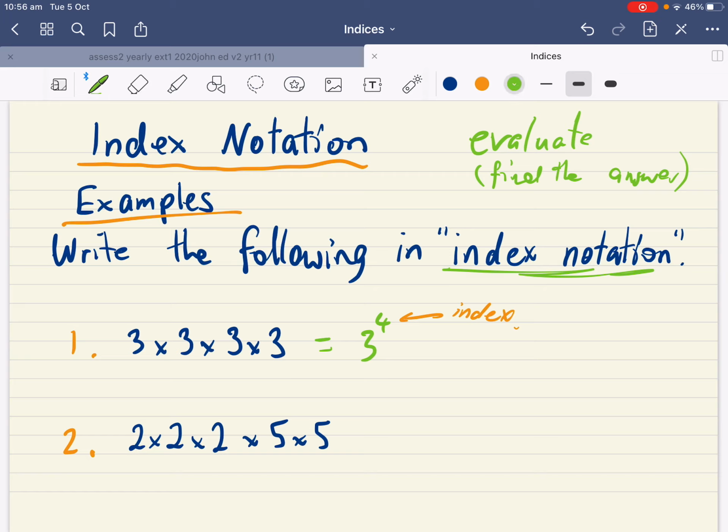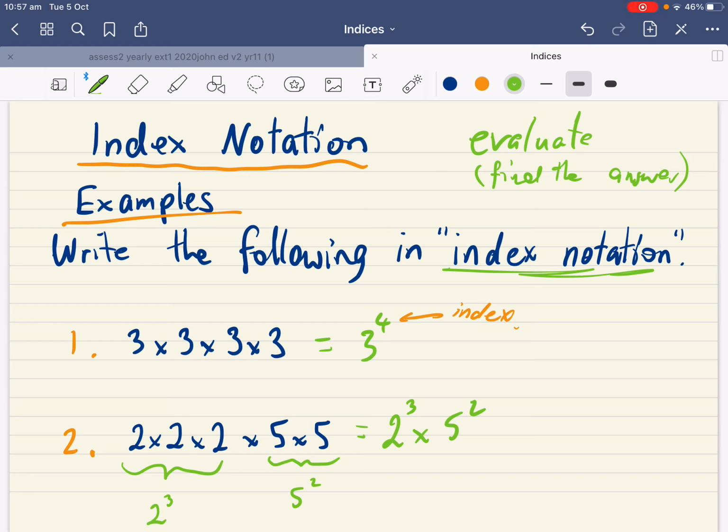This one here, again, we're going to rewrite this using an index. So 2 times 2 times 2, right? I can combine these. Say, hey, that's 2 to the power of 3. And it's been times by, here we have 5 times 5. That's 5 squared. That's it. That's as much as you can do using index notation.